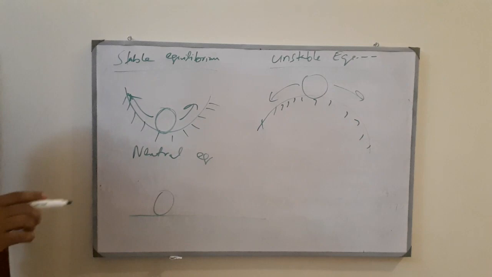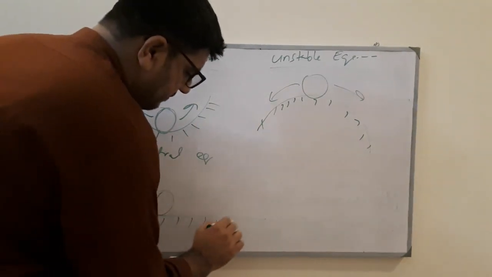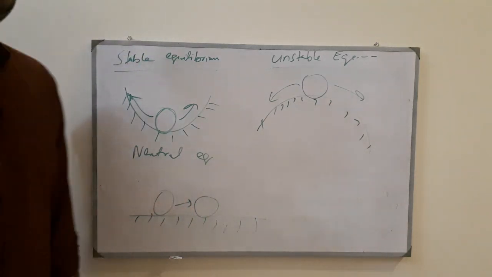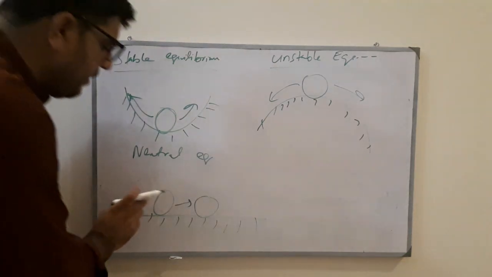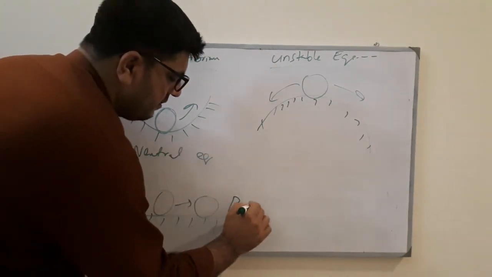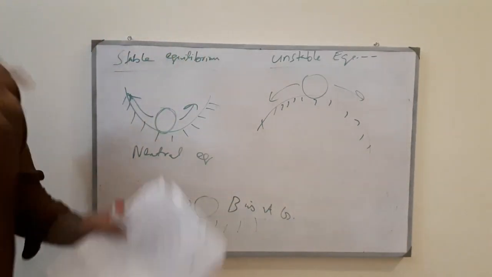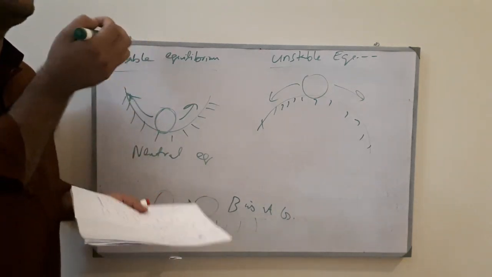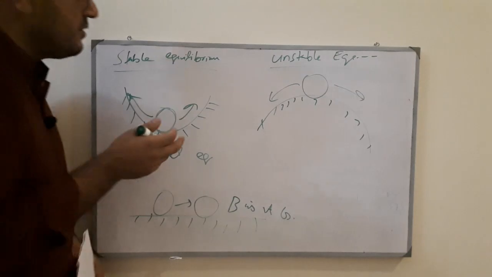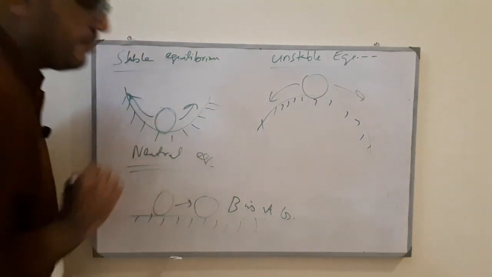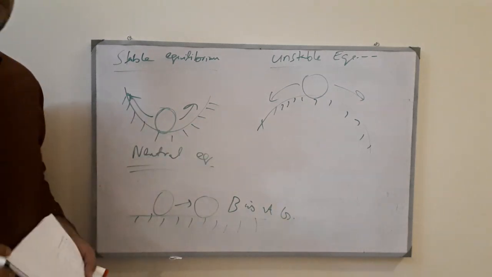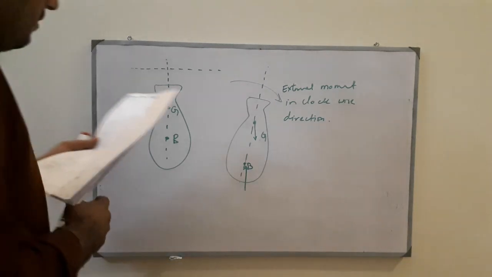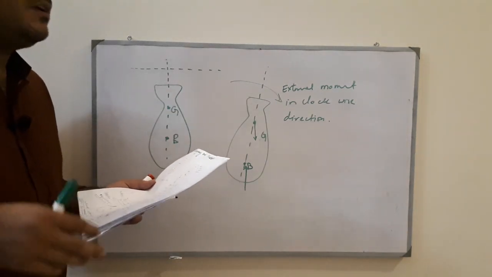Neutral equilibrium is like a flat surface: if I disturb its position from here to here, then it's again in an equilibrium position. Neutral equilibrium is always when B is at G, like when the buoyancy force and the center of gravity are exactly at the same point, both at the same location. Then this is called the neutral equilibrium. Now we will study the stability of the immersed body.